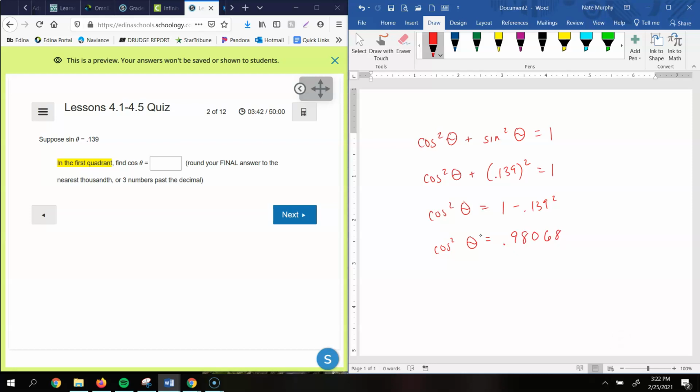Alright, so now to find cosine of theta, I would take the square root of both sides. And technically, this is where we'd have two solutions, a positive and a negative value. But again, since I only worry about it being in the first quadrant, the cosine would be positive. So when I do this, I get 0.990 as my answer when we round to the nearest thousandth. If you just said 0.99, I would give you full credit for that, but technically it'd be 0.990. And after the 0 is a 2, so that's why we don't round it up to a 1.